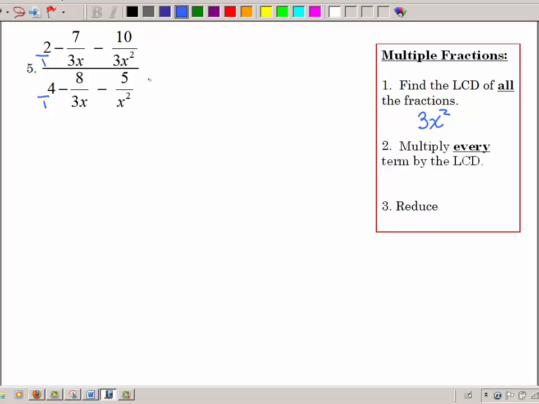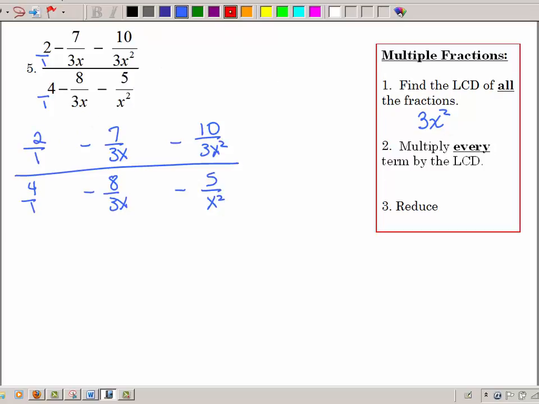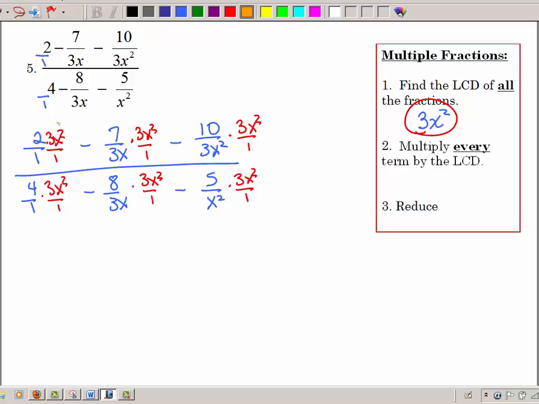So again, I'm going to space that out, and I'm going to multiply everything by this LCD of 3x squared. And I'm going to reduce and go from 6 fractions to just one big fraction. Now notice on this first one, there's nothing to cancel out. I just have 1's on the bottom, so I just need to multiply that together, and I'm going to get 6x squared. On the next one, the 3's cancel and one of the x's cancel, so I have minus 7x left. On the last one, all of that goes away, and I just have minus 10.